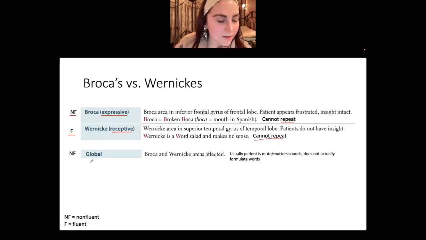And then you have a global aphasia. This is a non-fluent aphasia. It's basically a mix of Broca's and Wernicke's. So, of course, it's going to be non-fluent because you're not going to be able to speak because Broca's is affected. But it's not conduction aphasia. I want to point that out. Global aphasia is not conduction.